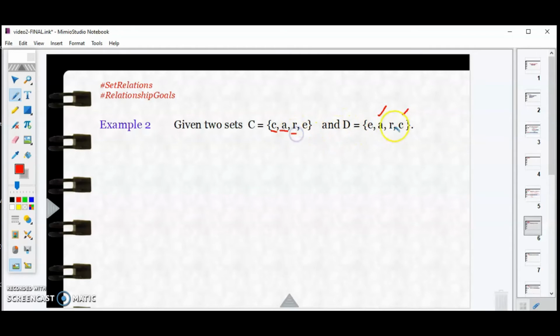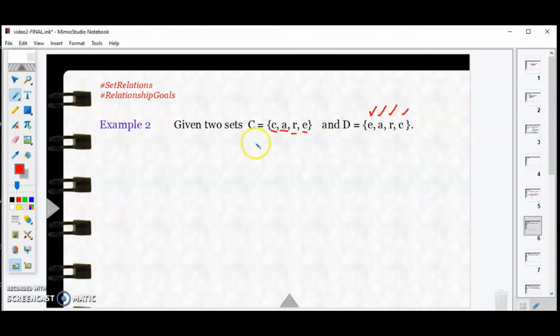You have an R, there's an R in D, you have an E, and there's an E also in D. Now, upon observation, we could say that their elements are exactly the same. The only difference is the order, okay? But take note, in sets, order does not matter, okay? So here, we have exactly the same elements for the two sets. So if the elements of the two sets are exactly the same, then the two sets are said to be equal.